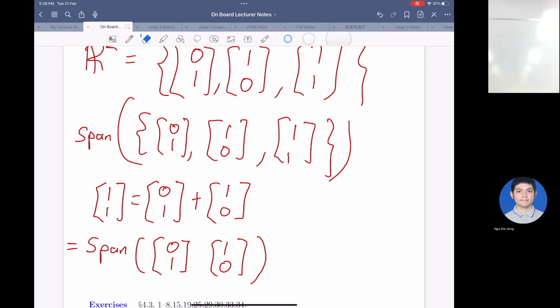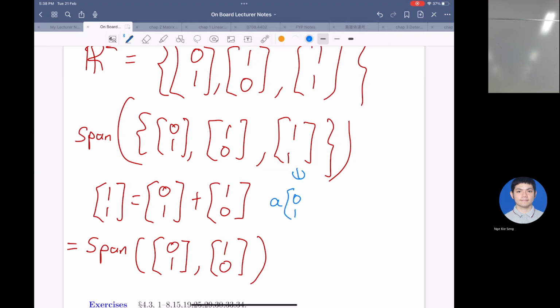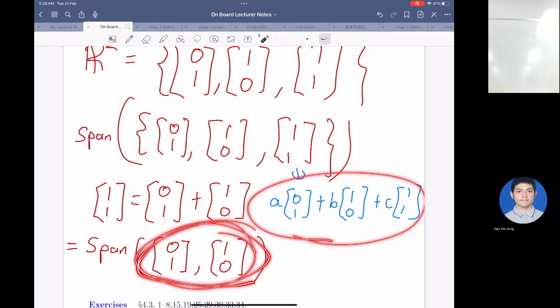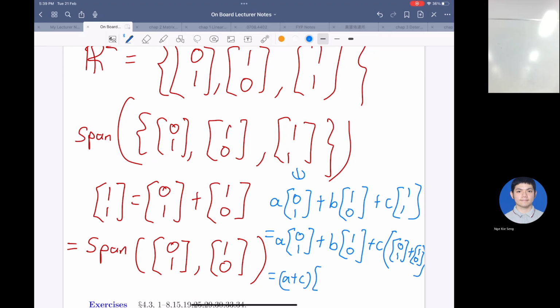Do you know why they are the same? Because everything in here is either a times (0,1) plus b times (1,0) plus c times (1,1). But the claim is we can write this vector using only two vectors. By substituting this equation here, we can reduce this to a times (0,1) plus b times (1,0) plus c times ((0,1) plus (1,0)), which is (a plus c) times (0,1) plus (b plus c) times (1,0).